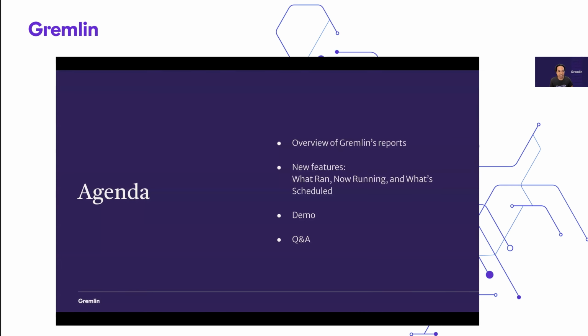So just a quick look at our agenda for today. Today, we're going to be focusing really heavily on the reports that are built into Gremlin, but I'm also going to be showing you a new feature, or rather a set of new features, that we just launched recently, called What Ran, Now Running, and What's Scheduled. I'll show you how those work and how you can use them. I'll do a quick demo showing you how this all looks in the product. And then again, we'll end with Q&A where you can ask any questions. And if you want to see anything specific, I can go back and show you what that looks like in the product.